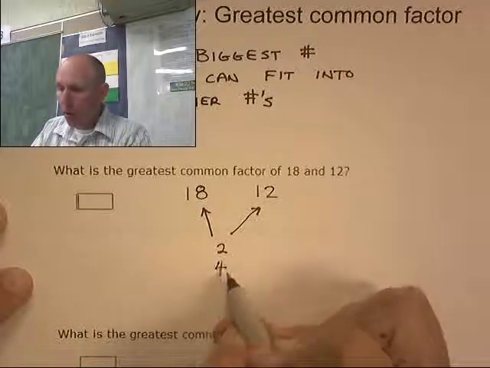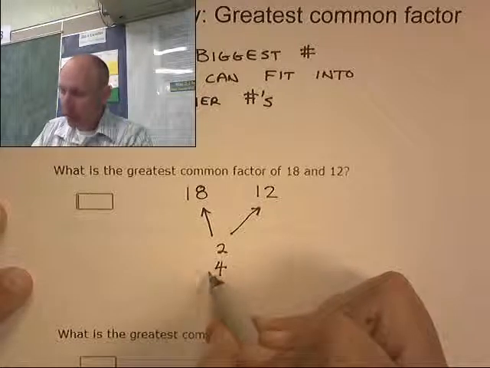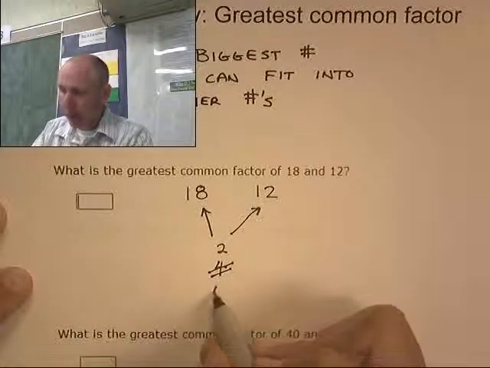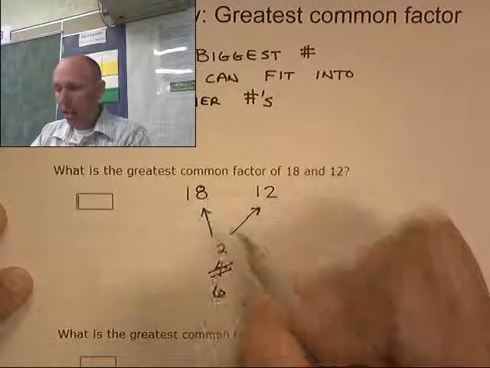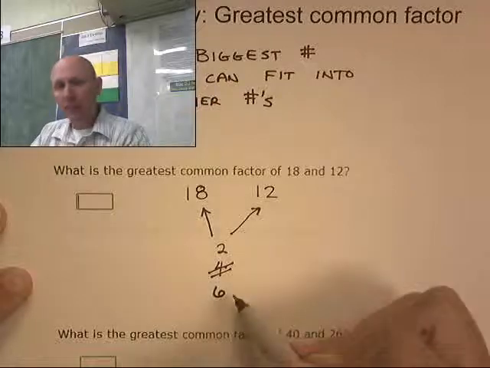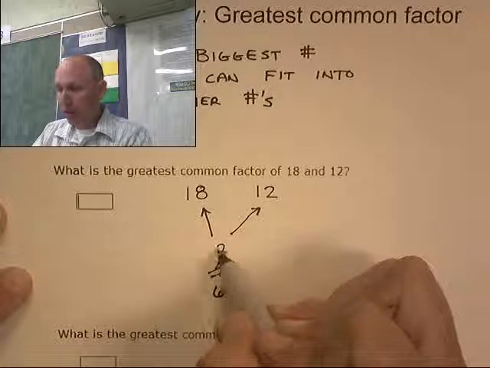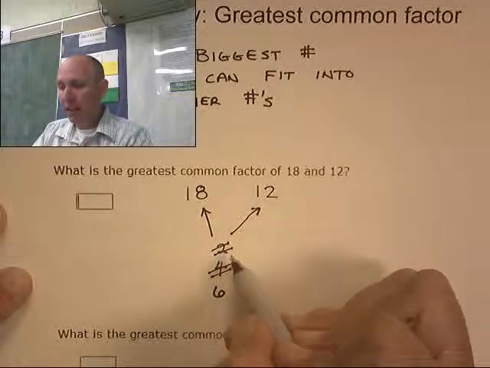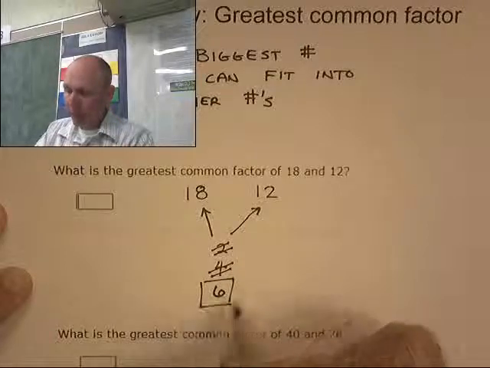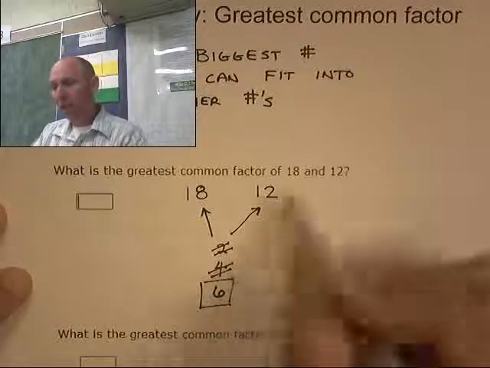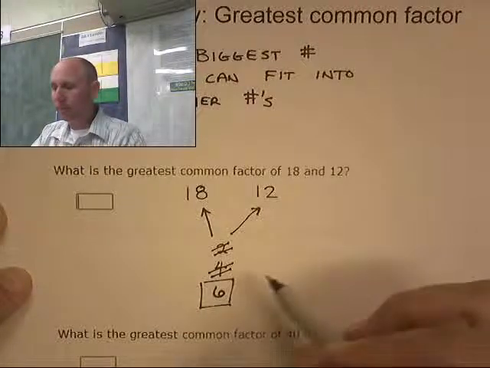The number 4 can divide into 12, but it can't divide into 18, so this is no good. How about the number 6? Well, the number 6 divides into 12, and it divides into 18. Is there anything bigger? No, there's nothing bigger. So although the 2 divides in, it's not the greatest number that divides in. Our answer is 6. This is the greatest number that can divide into 18 and into 12.